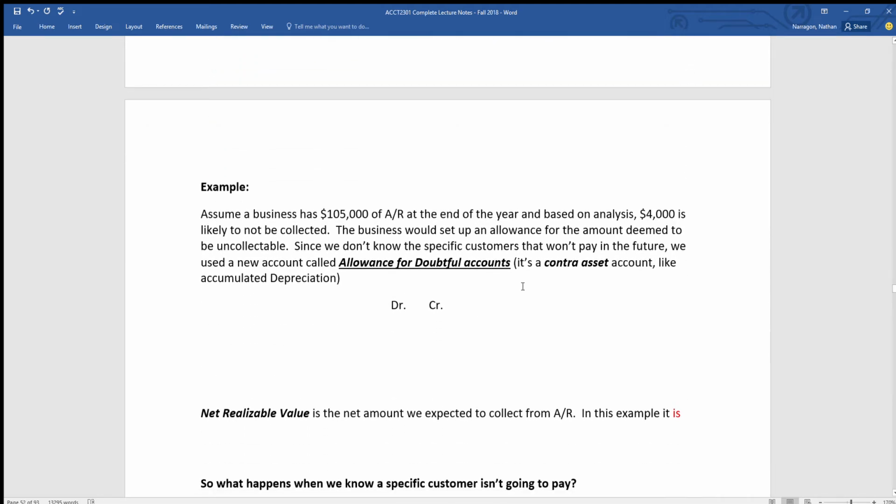So based on analysis, right here, that's a key thing, 4,000 is likely to not be collected. The business would set up an allowance for the amount deemed to be uncollectible. We don't know the specifics. We just know by analysis, which is usually history, because we do look at history when we look at analysis, and this is just a deem. Since we don't have a specific customer, this is also where it counts as an estimate.